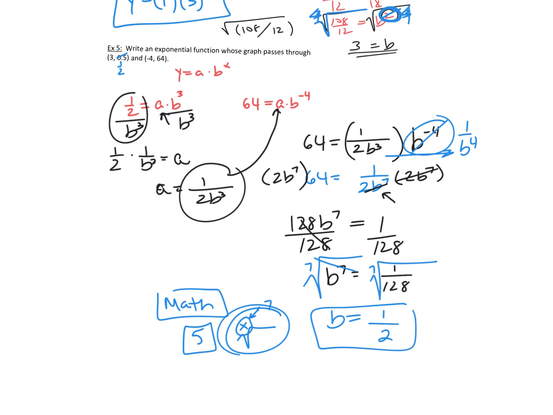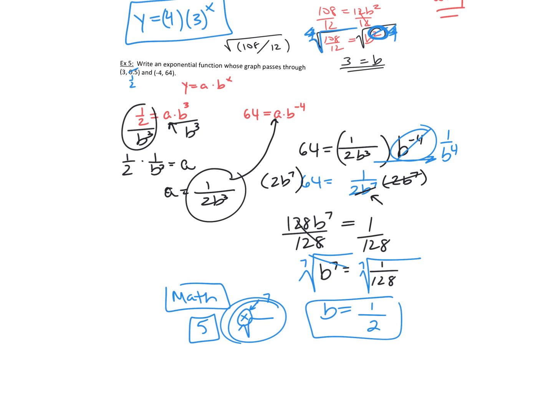Now I'm not done, all I did was find b. Remember, I need to find a, so I'm going to go back into one of my equations. I'll do this in green over here. I'm going to solve for a now, so I'm going to go into the first equation. I have 1/2 equals a times, and I know b is 1/2 to the 3rd power. So I have to isolate a. 1/2 to the 3rd is 1/8. So I have 1/2 equals 1/8 a.